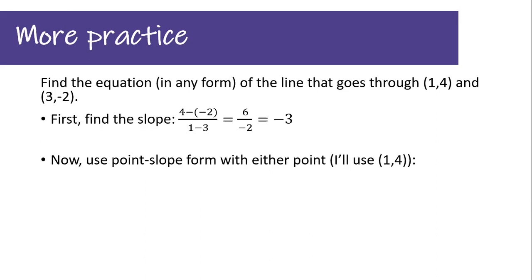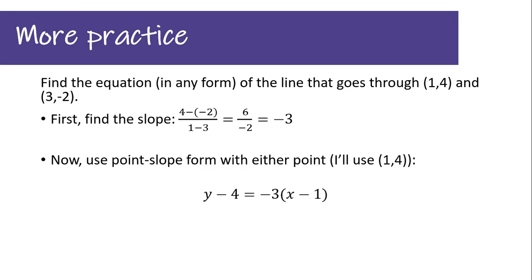Now we can use point-slope form. I'll use the first point, (1, 4), because I just tend to always use the first one that's given. You would get the exact same answer if you found it using (3, -2). I would encourage you during this lecture to pause and try to work this out yourself. And then also, if you follow along here, at the end, pause and try it again with the other point. It's great practice. You will be asked questions like this on the test.